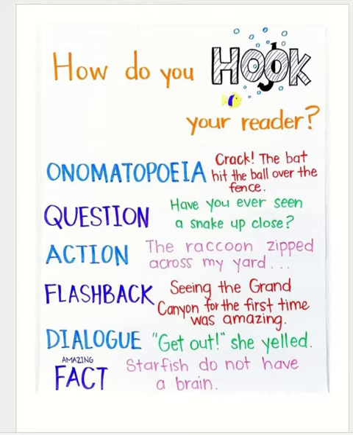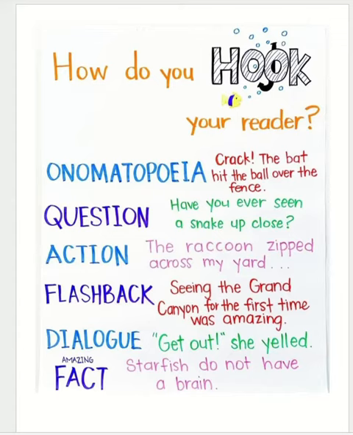You could also start your story by hooking your reader with a flashback, which is an example of going back in their memory, back in time, and discussing something that has already happened. So, such as seeing the Grand Canyon for the first time was amazing. And then, as they would continue their story, they would tell you more about what it was like to see the Grand Canyon.